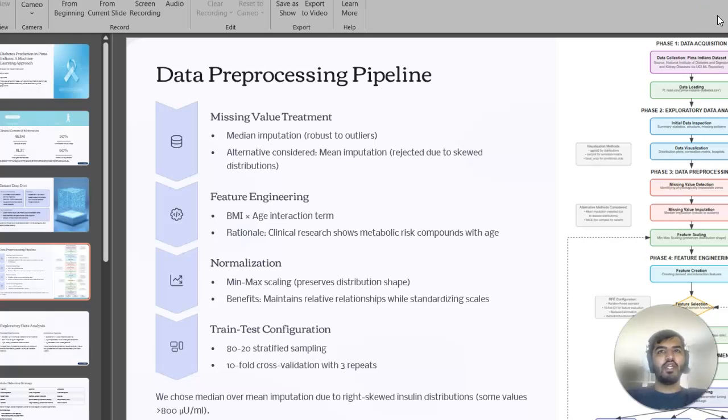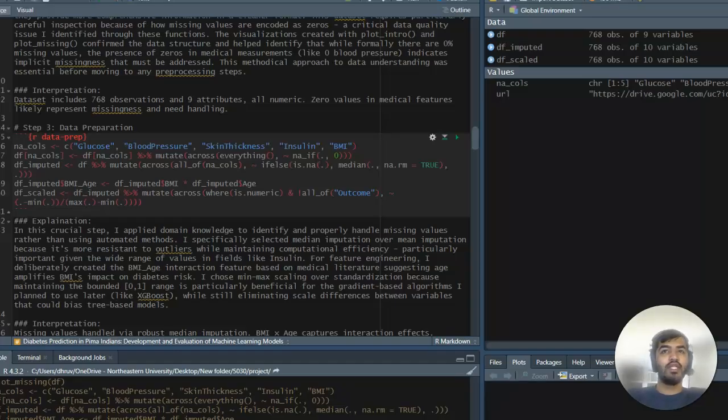Moving to data preparation, I handled the missing values by applying domain knowledge rather than using automated methods. I identified columns likely to have zeros representing missing values: glucose, blood pressure, skin thickness, insulin, and BMI. I converted the 0s to NA values, then applied median imputation rather than mean imputation because it's more robust against outliers while maintaining computational efficiency.